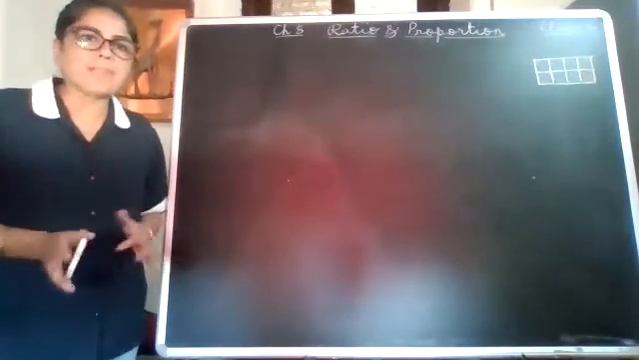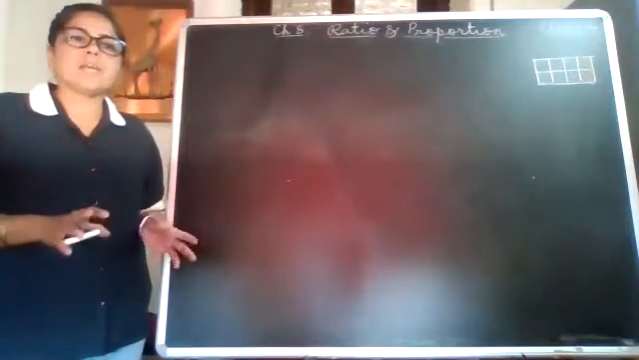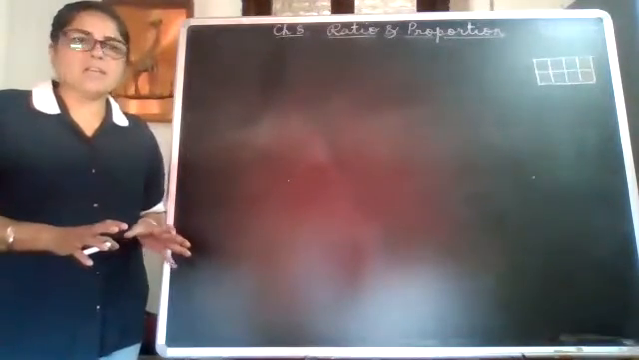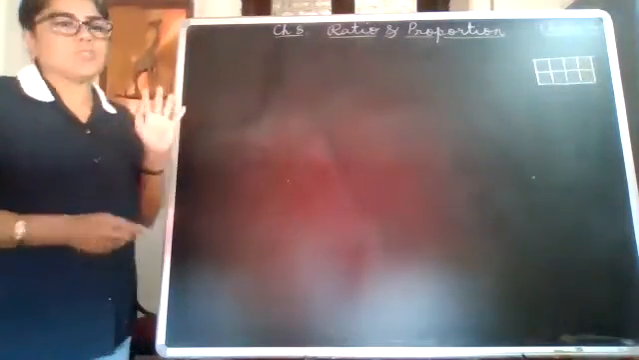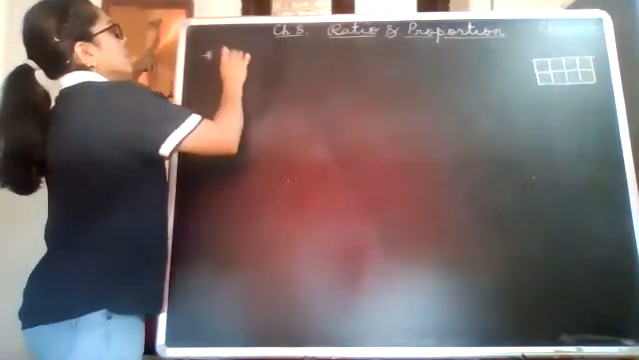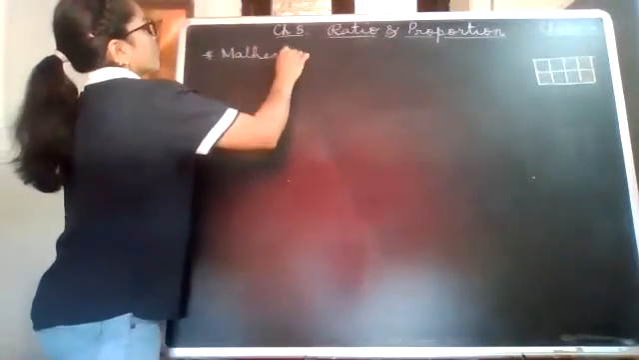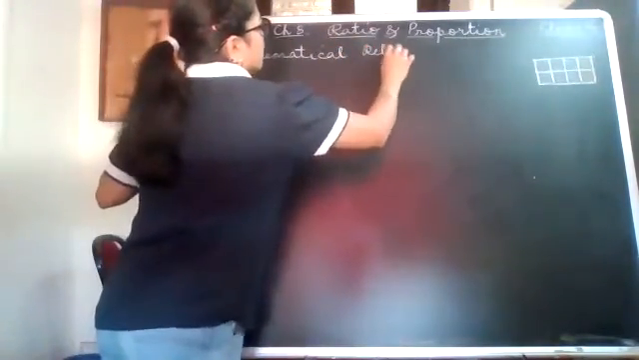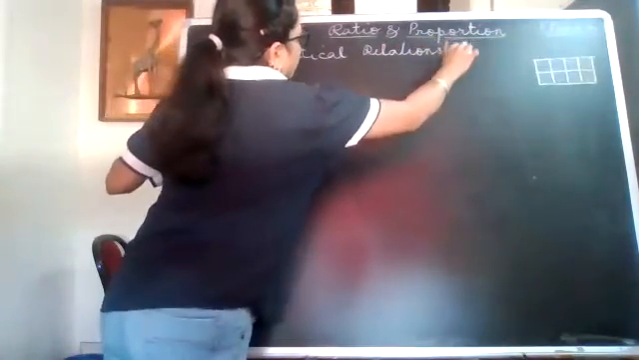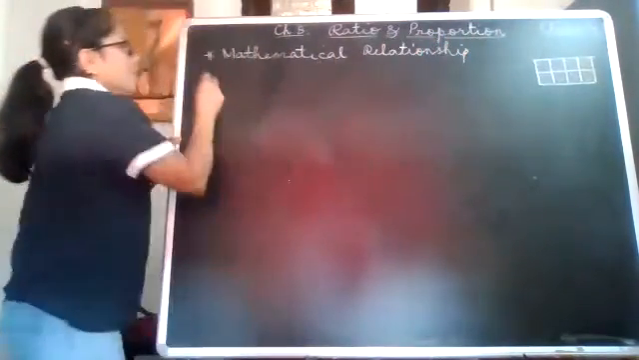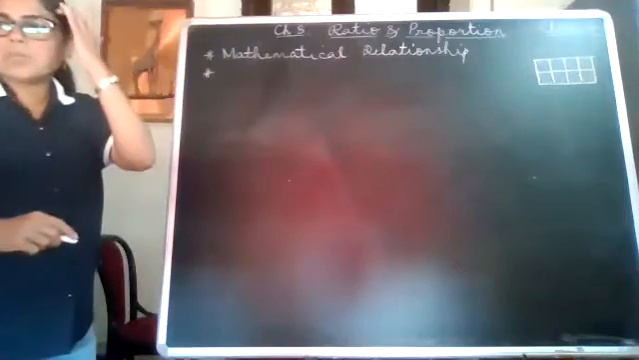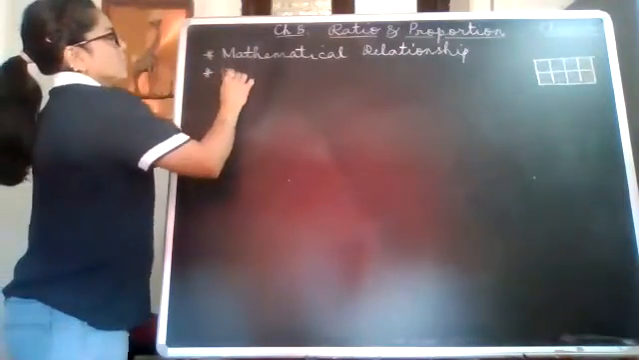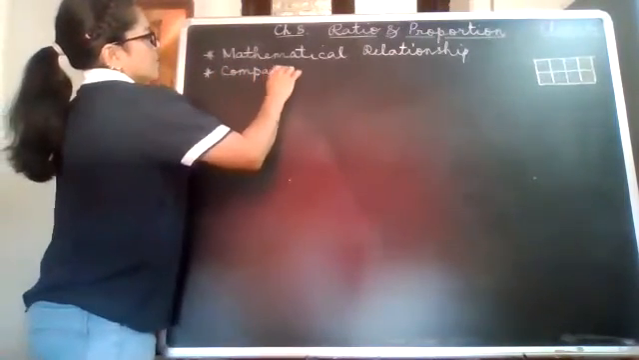Whenever in math we want to show a relationship or we want to compare values between two types of the same thing, then we use a ratio. So that is the meaning of ratio. It is a mathematical relationship, and it is used to compare values of the same type.